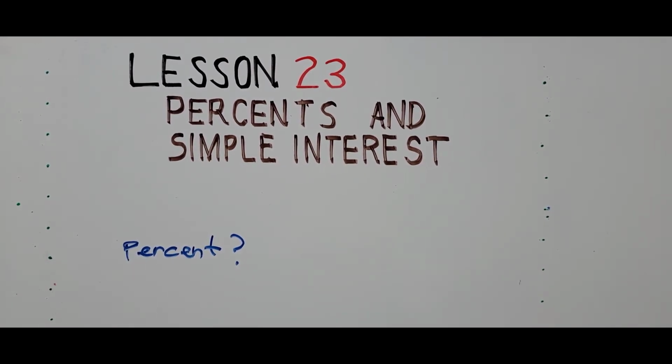So what is the meaning of percent? In simple terms, the definition of percent is an expression of a number out of 100. So that is a representation of a fraction, a part over a whole. So that is a number represented out of 100.